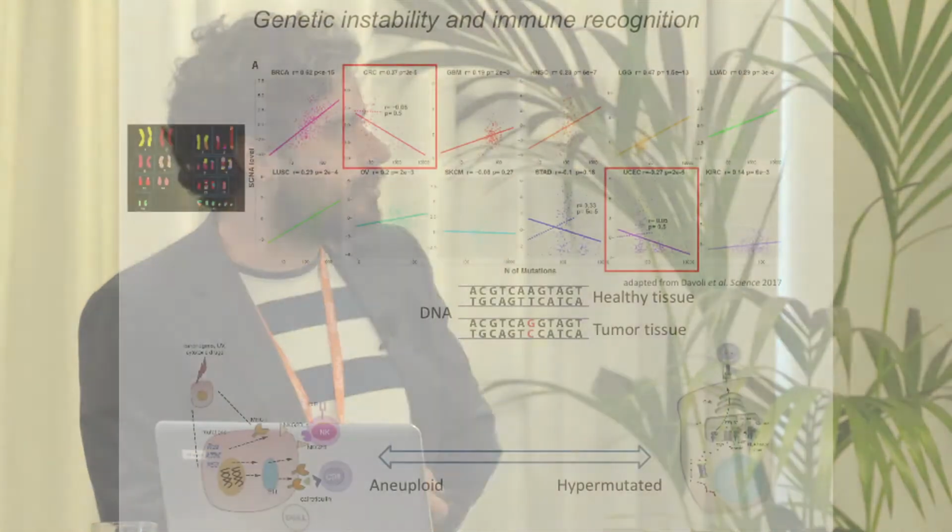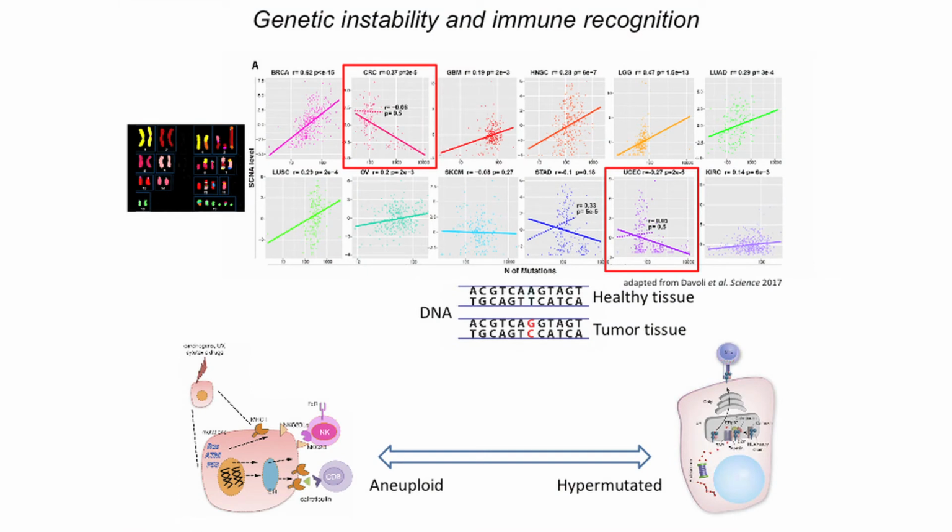So we have grossly two different types of genomic instability in cancer. Either you have chromosomal instability, which is characterized by large chromosomal aberrations, or accumulation of mutations at the nucleotide level, or so-called hypermutations. These go hand in hand in the majority of tumors, but you have a few tumors, like colorectal cancer or endometrial cancer, where they're almost mutually exclusive.